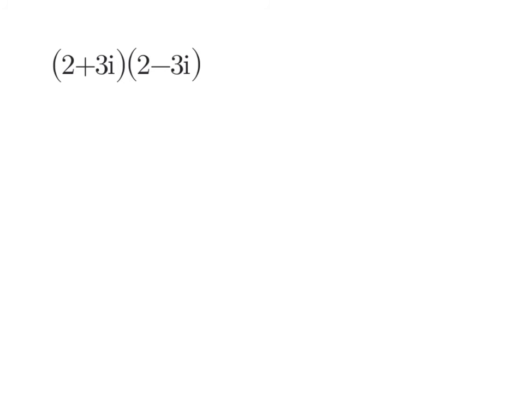And of course, the pattern that we like the most is when everything's the same except for that plus or minus in the middle, because then we'll end up with the difference of 2 squares. So we'll have 4 minus the 9i squared. And again, we have that i squared, which is going to turn into negative 1, making that minus now a plus 9. And this answer will be 13.